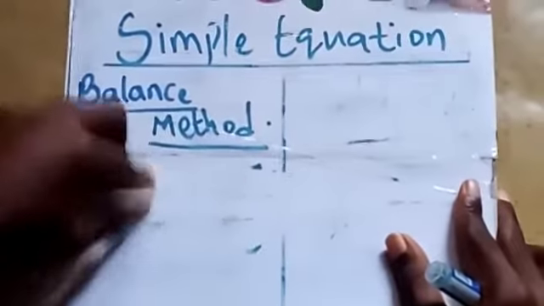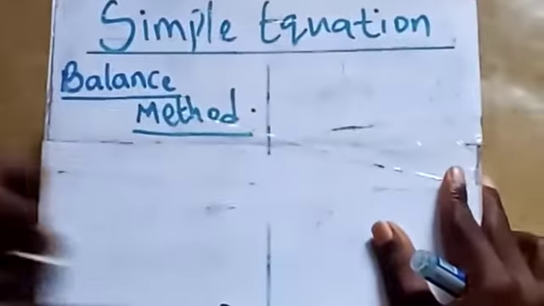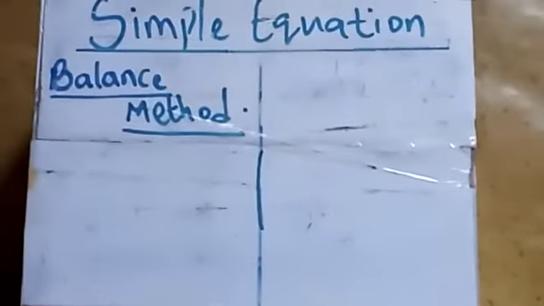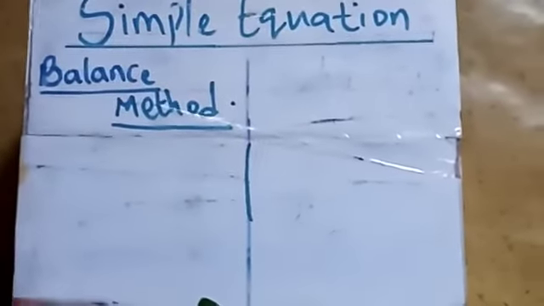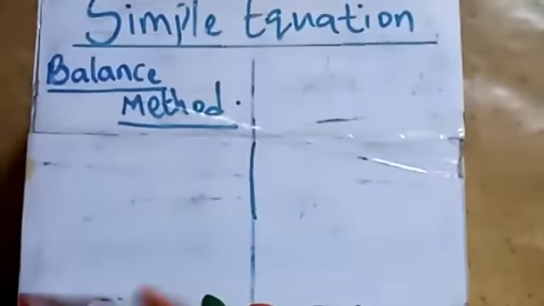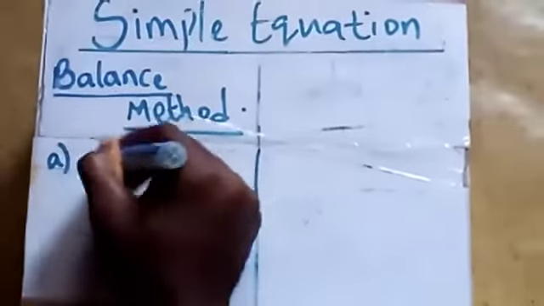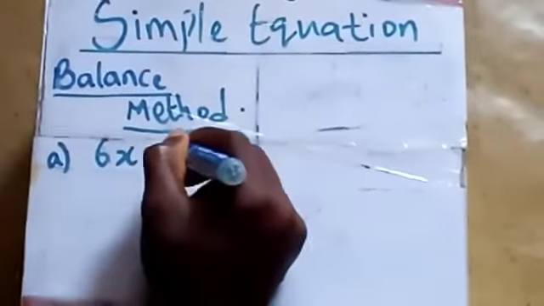Whenever we are asked to solve simple equation, there are many approaches to it. Some can use balance method. There are other methods that people might want to use, but today we'll just stick to balance method. Let's pick some equation and solve. For instance, if you have 6x equals 18.